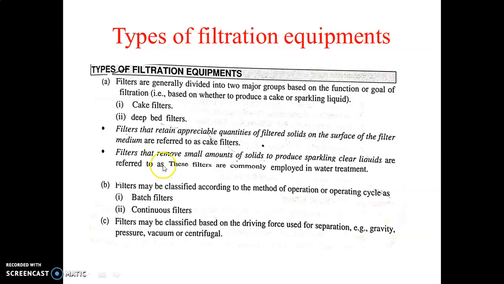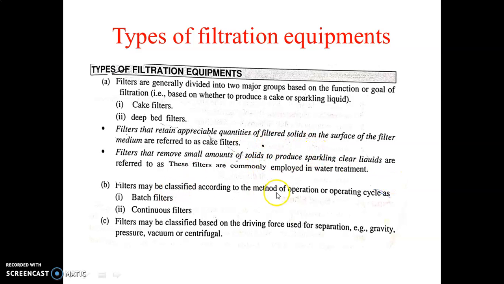Here a relatively small amount of solid is removed, and the liquid passing through this filter medium is called sparkling, so we get the clear liquid. Here we obtain a higher amount of clear liquid, and that is called a deep bed filter. This type of filter is generally used in water treatment, and cake filters are generally used in the chemical industry.